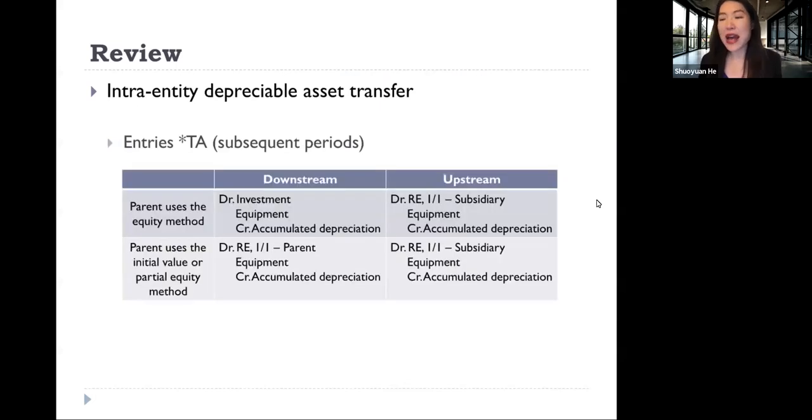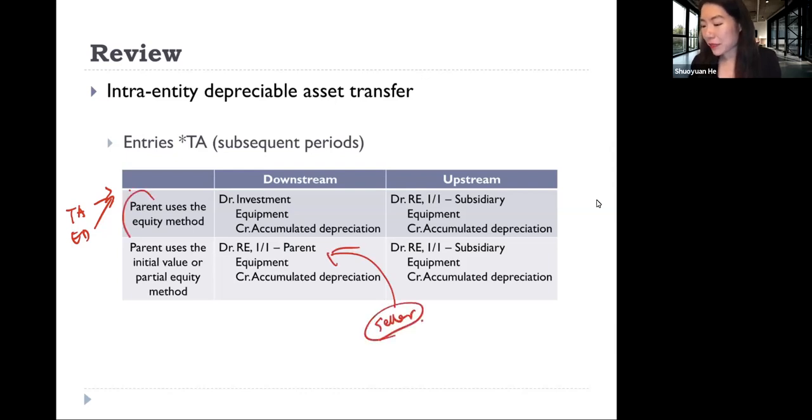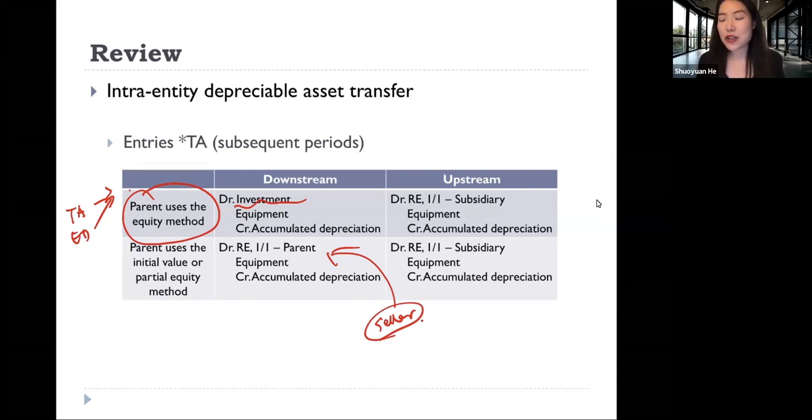And we have the star TA entry for subsequent periods, which is basically combining the previous TA entry and ED entry, and that becomes the star TA entry. Basically, we debit retained earnings for the seller, except if the parent is using the equity method, we debit the investment account instead. So this is a review of what we covered in the previous class, which is intra-entity asset transfer, intra-entity land transfer, and intra-entity depreciable asset transfer.